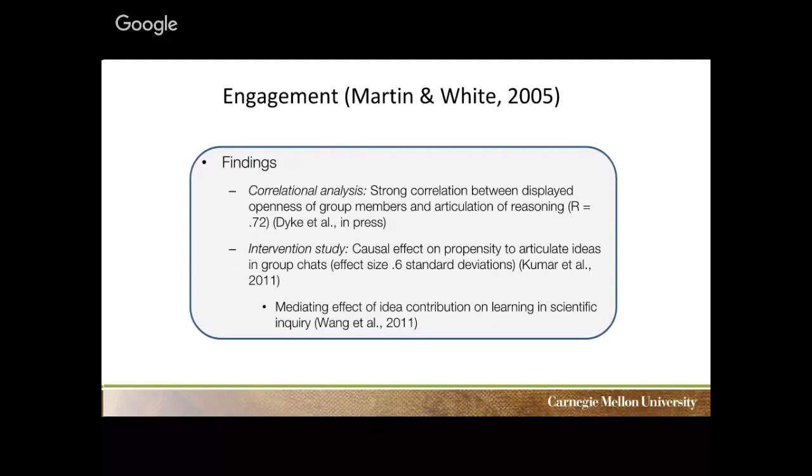It increases, or it's at least correlated with increased prevalence of idea sharing. So we see this as an important supporting process for moving students into a social proximity where they engage in transactive behavior.